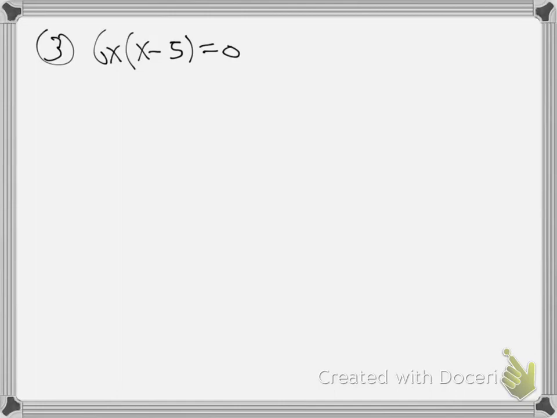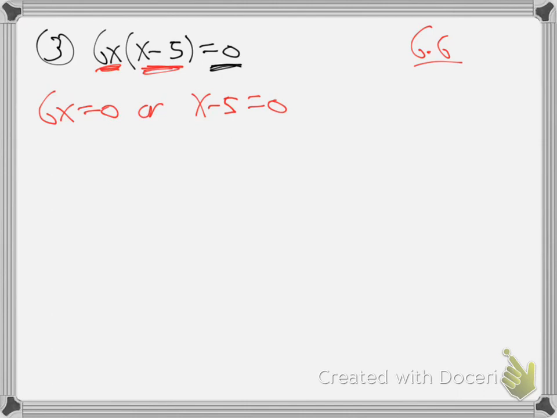So number 3, it's the same deal. It equals 0. So we have these equations all throughout this section, 6.6. If they equal 0, that means the first one could be 0 or the second one, right? Because if two things are multiplying to equal 0, then either one could be 0. Then we got to solve. How do we get x alone? Divide by 6. Boom. X is 0.